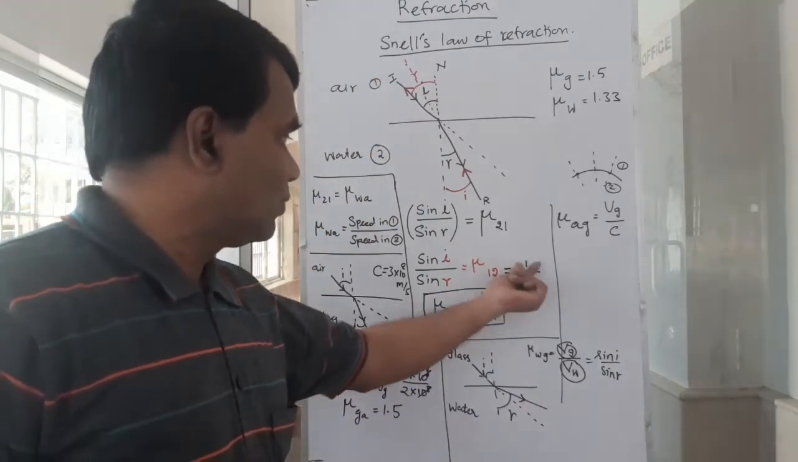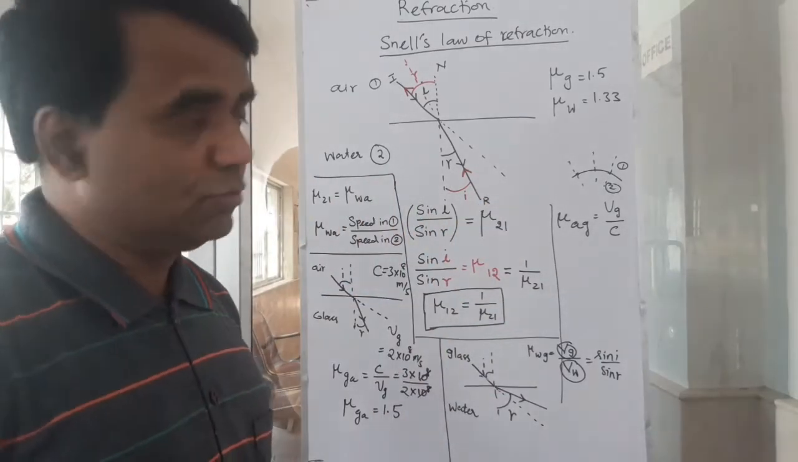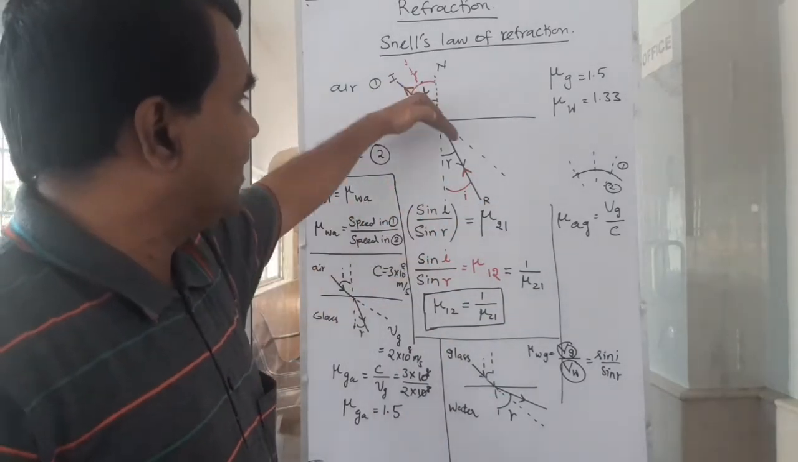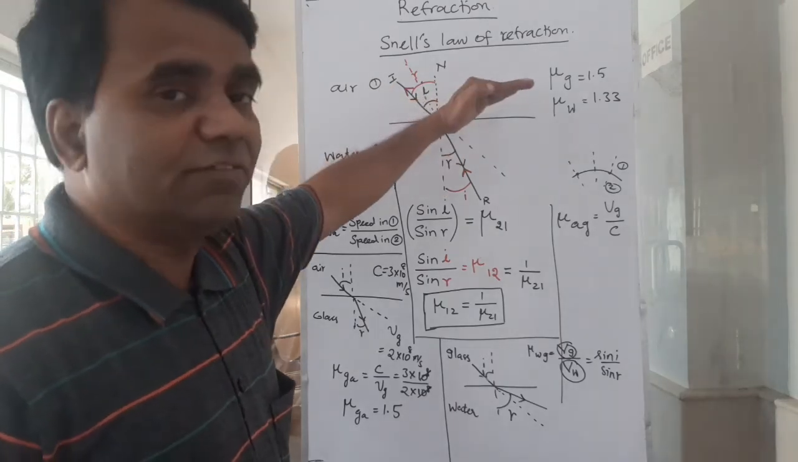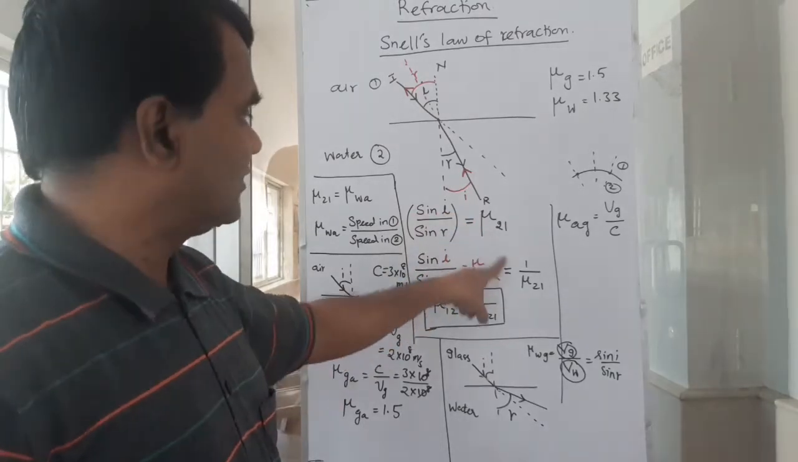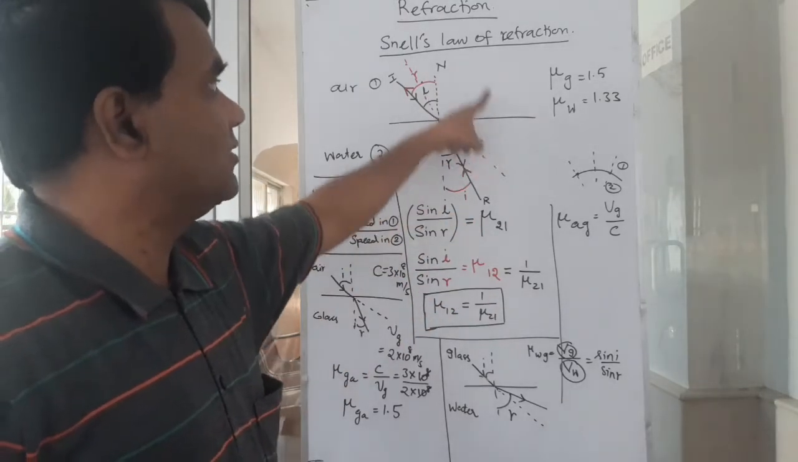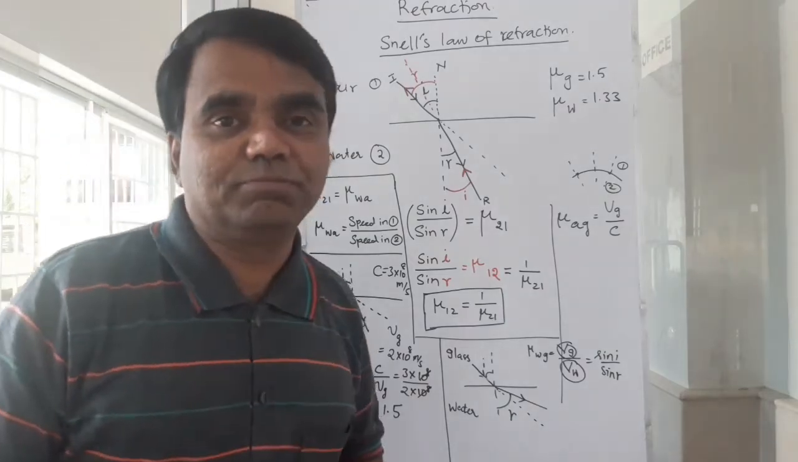So that's why you get this 1 by u2. And that also explains to you why the light ray either bends towards the normal or goes away from the normal. It has to make this work, because it depends on the speed. Hope this is clear to you.